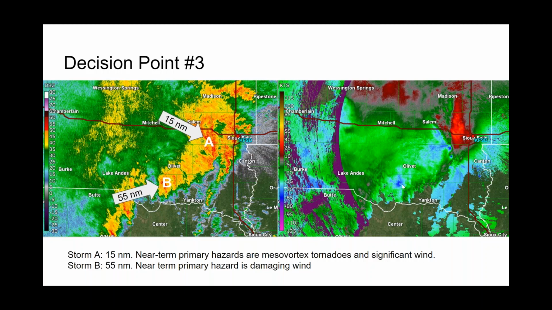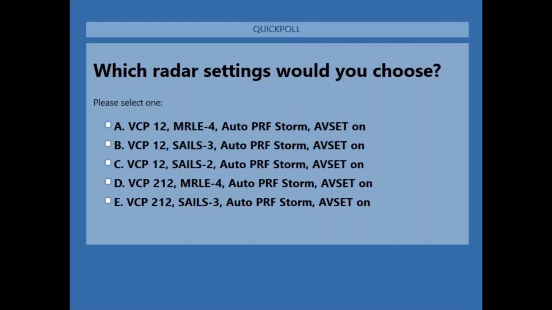But really your main concern right now is inside at 15 nautical miles, potential for quick spin ups, tornado genesis. So here we go. Let's open poll number 3. And which radar settings would you choose? Do you want VCP 12 with MRLE or SAILS? Do you want VCP 212 with MRLE, SAILS 3, SAILS 2? So many options. The good news is for these, I've set AVSET on, even though that won't matter. You're going to get a full 19.5 degrees no matter what.